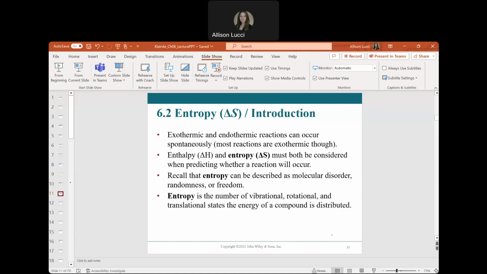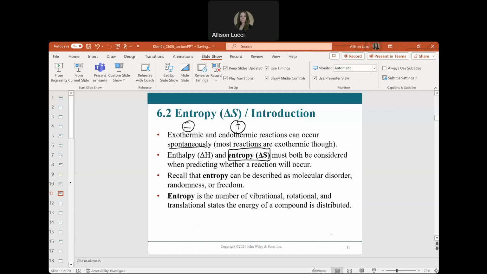And we had looked at how an exothermic reaction has a negative change in enthalpy, so energy would be released. And with an endothermic reaction, we would actually have to add energy for reactions to occur, but either could be spontaneous, depending on this term that we'll look at today called entropy.